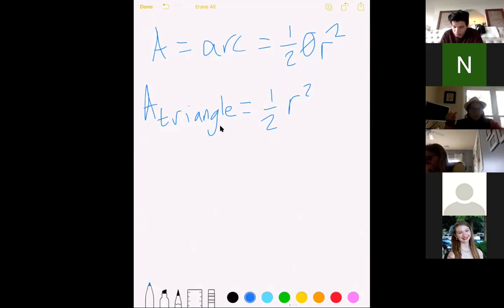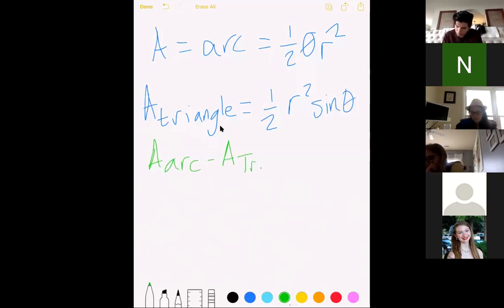Sorry, 1/2 r squared times the sine of theta. And then you would do the first one, so the area of the arc minus the area of the triangle. And that would give you your answer.